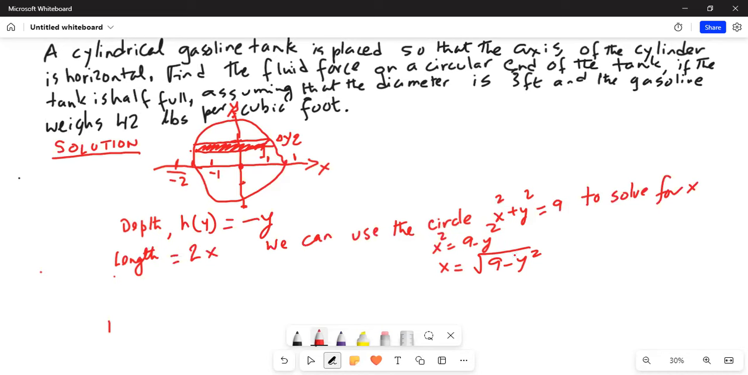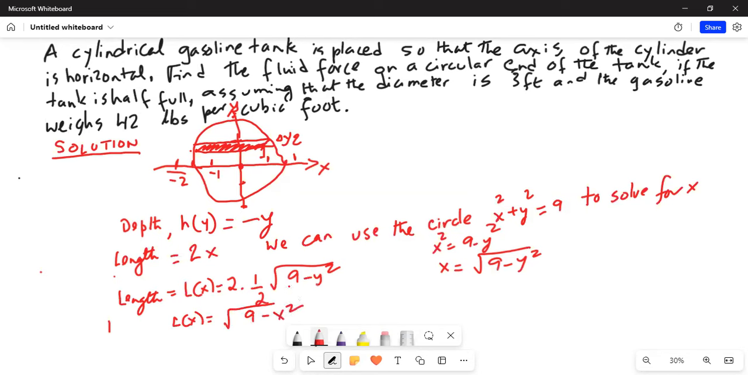Okay. So in our case, length Lx. So if I write it over here, length is equal to Lx is equal to 2 multiplied by half of the x, which is square root of 9 minus y square. Okay, so basically Lx is equal to square root of 9 minus x square.